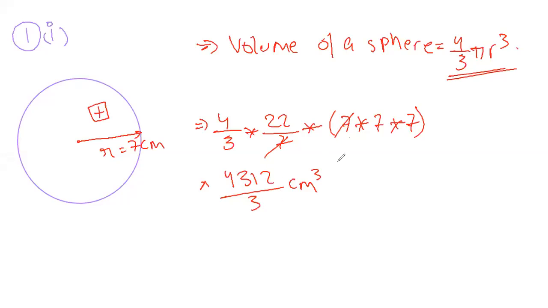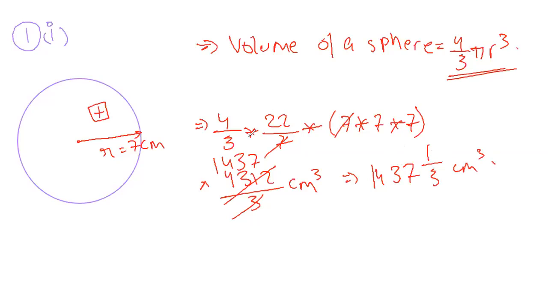But no, we have to simplify it further. You could either do this in decimals or in fraction. But in this sum, I'm going to go with fraction. So 4312 divided by 3: 1 threes are 3, 4 threes are 12, 3 threes are 9, and 7 threes are 21. We are going to solve this in fraction, as a mixed fraction, which will be 1437 1 upon 3 centimeter cube.